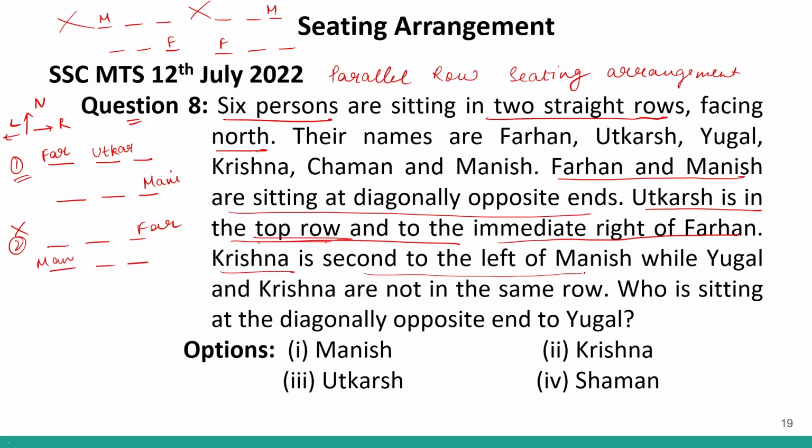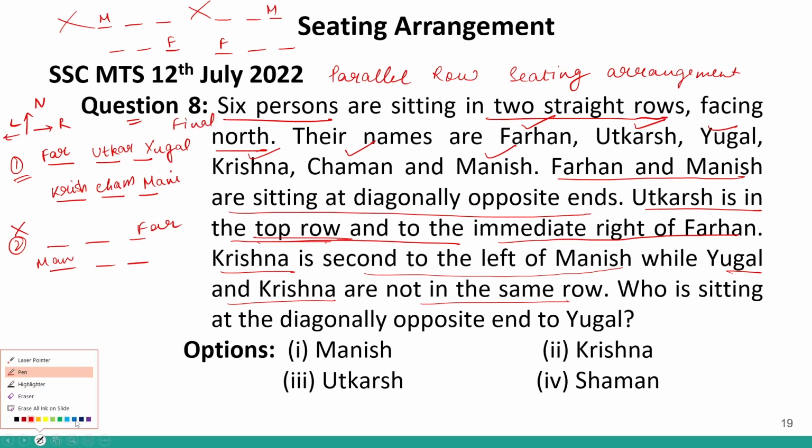Krishna is second to the left of Manish. So Manish is over here. Krishna is second to the left means Krishna will be over here. Correct? Yugal and Krishna are not in the same row. So if Yugal is not in this row, Yugal will be in the top row. So Yugal will be over here. Now, we have already placed Farhan, Utkarsh, Yugal, Krishna, and Manish. The only person remaining is Chaman, so automatically we can place Chaman over here. Correct? So this will be my final arrangement.